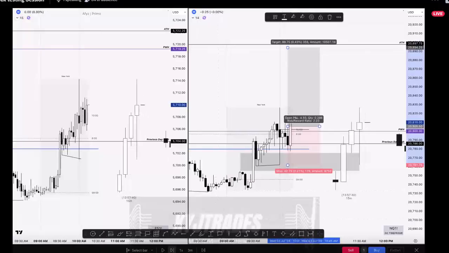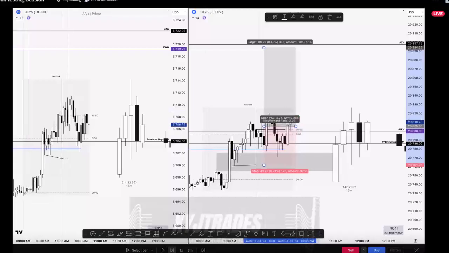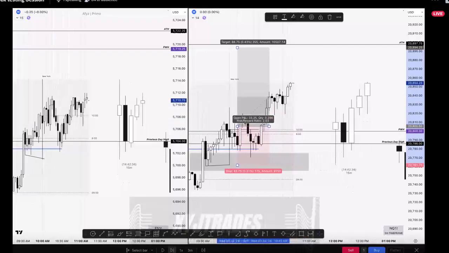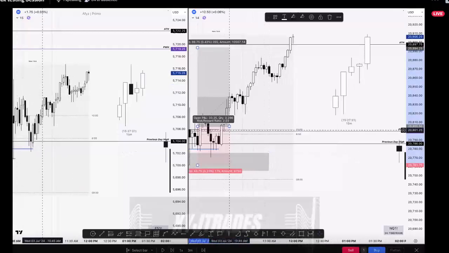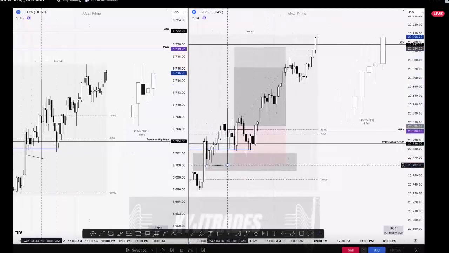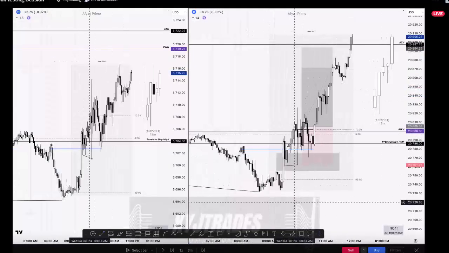There you go. Right? So you want to cover the true invalidation, which is the 10 a.m. low, and you get your 2R. So it's not bad. So here you have two options to get involved.